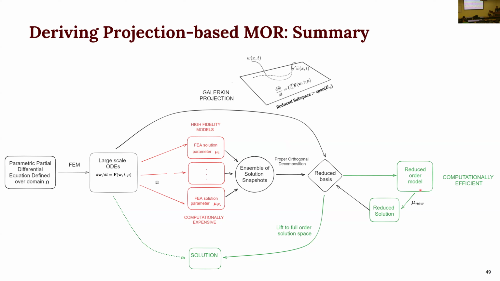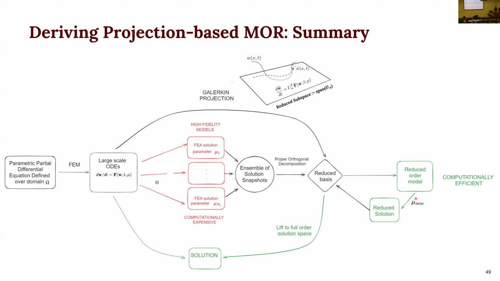Then we now use the reduced order model with a new parameter value, and we get a reduced solution. And then using the reduced basis, we lift the reduced solution onto the full order space, and we obtain the solution. Now this track is much faster than if we were to follow this track for achieving this solution for this new parameter value.